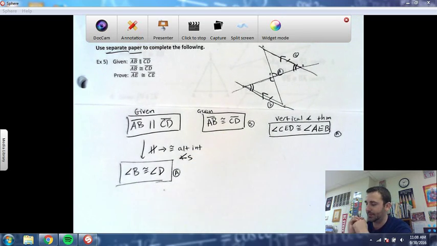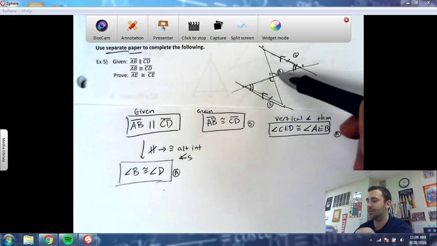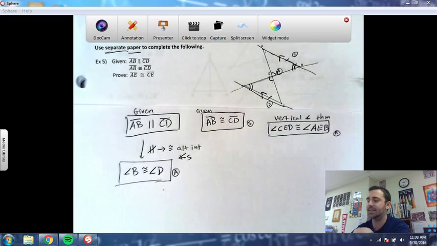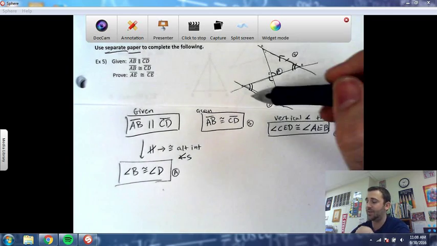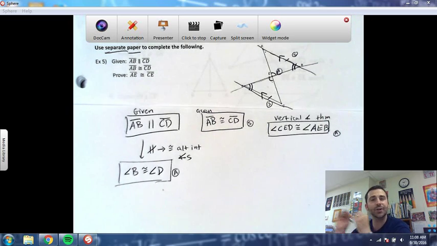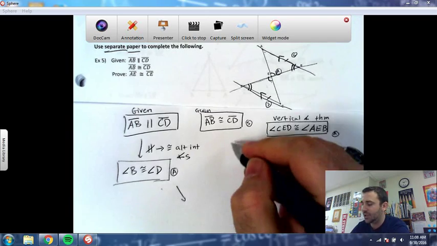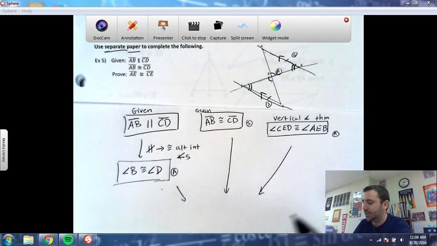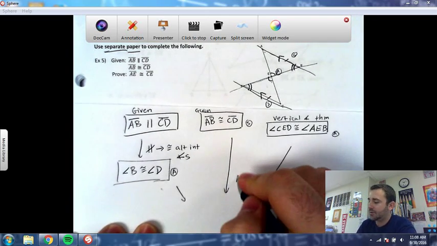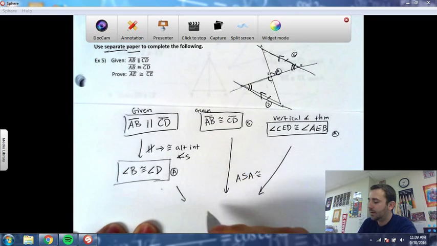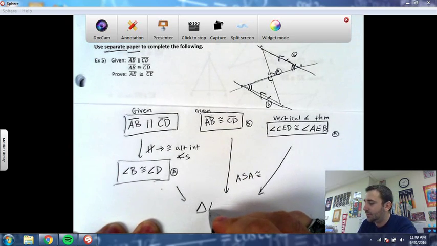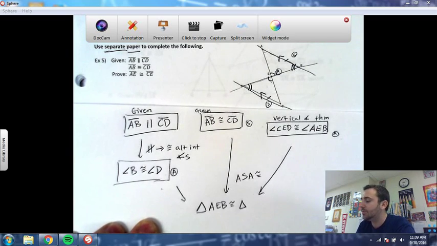Now, a lot of you might say, well, we don't need the vertical angles. We could also say A and C are congruent. And if you do that, then you could say angle, side, angle. And you're exactly right. But since we already have all of the pieces that we need to prove the triangles congruent, we don't need to state anything else because it would just be irrelevant information. And so by angle, side, angle congruency, I can say that triangle AEB is congruent to triangle CED.